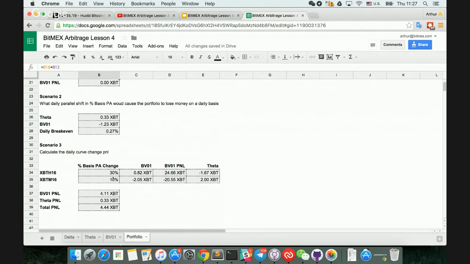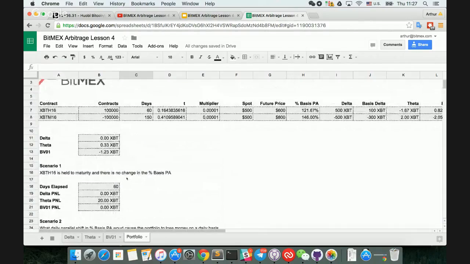And the way that you determine that threshold is by taking a look at the interplay between your BVO1 and your Theta P&L. Now, there aren't any super easy tools to do this. However, you can basically model these quite easily by just constructing your simple contracts, days to expiry, multiplier, spot price, futures price. And then you can stress your portfolio in different ways.